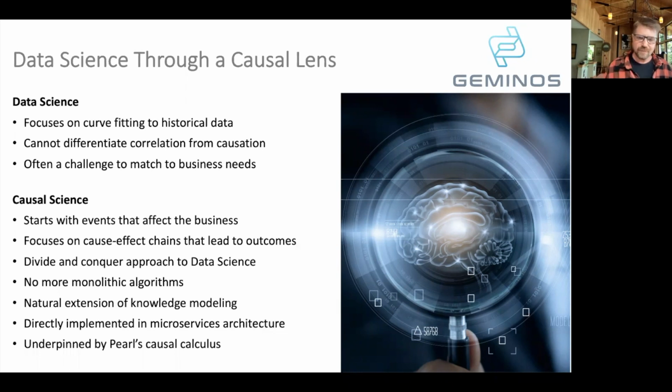So it's not like no more monolithic algorithms. We're not putting a bunch of data into a box and saying, here's the answer. There's a step ahead of that. So it is a natural extension of a knowledge model. And this is what the talk's sort of about today. I'm going to focus on the knowledge model that we built for it and the corresponding causal model, and why you need a causal model that informs the knowledge model. And I'll show you what that looks like.